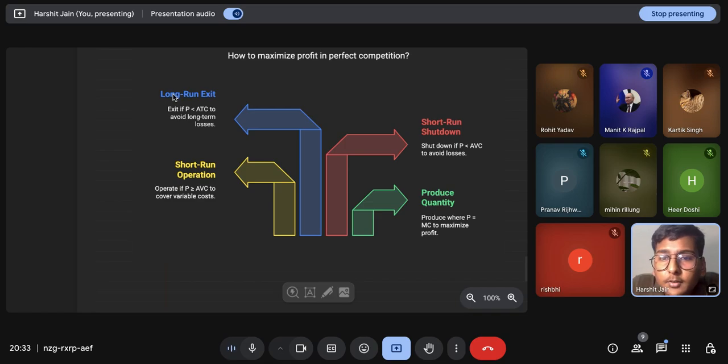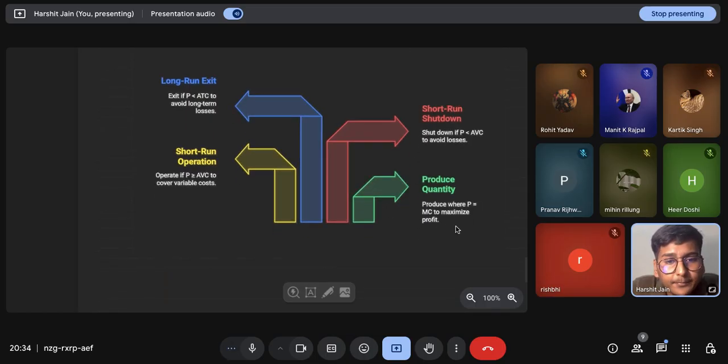Here is the infogram. In the long run, exit if P is less than ATC, the average total cost, to avoid long-term losses. In the short term, shut down if P is less than average variable cost. Produce where P equals marginal cost to maximize profit. And short run operation: operate if P is greater than or equal to average variable cost to cover variable cost.